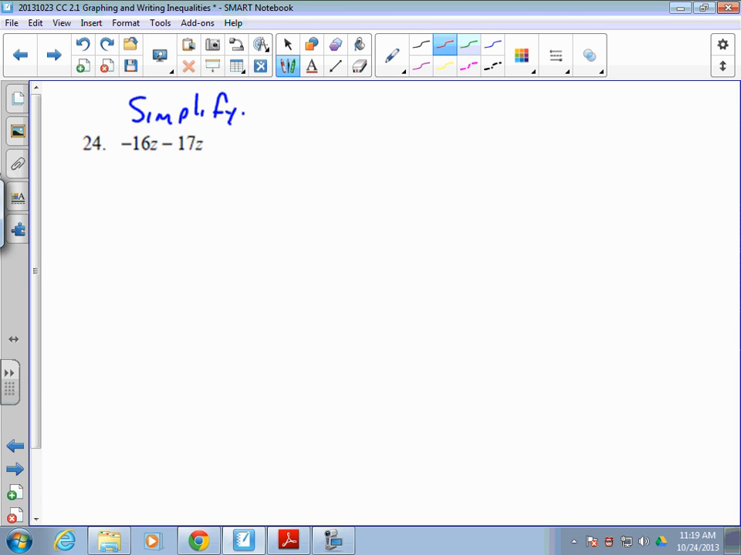And then the last one, 24, you can just simplify. Negative 16z minus 17z, same sign, add them up. 16 plus 17 is 33. Keep the common sign negative and keep the variable z: negative 33z.